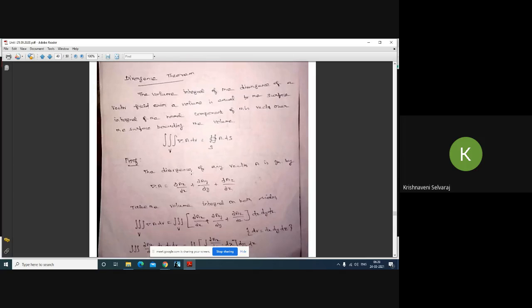Next, the surface integral of the normal component of A vector is equal to the volume integral of the divergence of that vector. Both are equal. The same surface integral can be written in terms of volume by using the divergence concept. So the divergence theorem relates what? The surface integral and the volume integral.